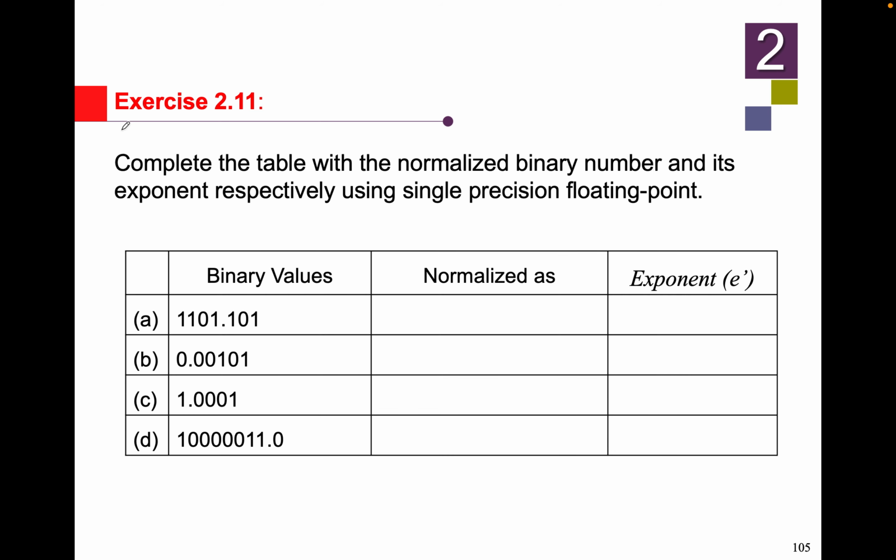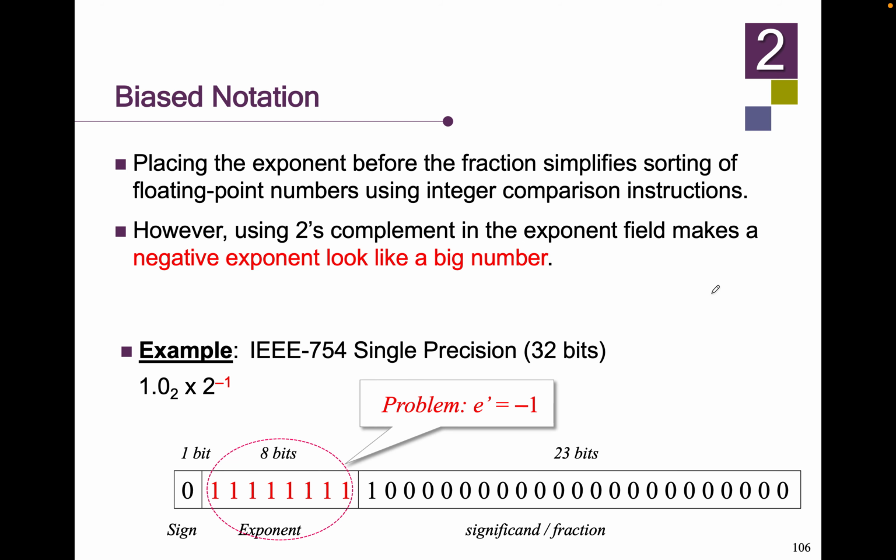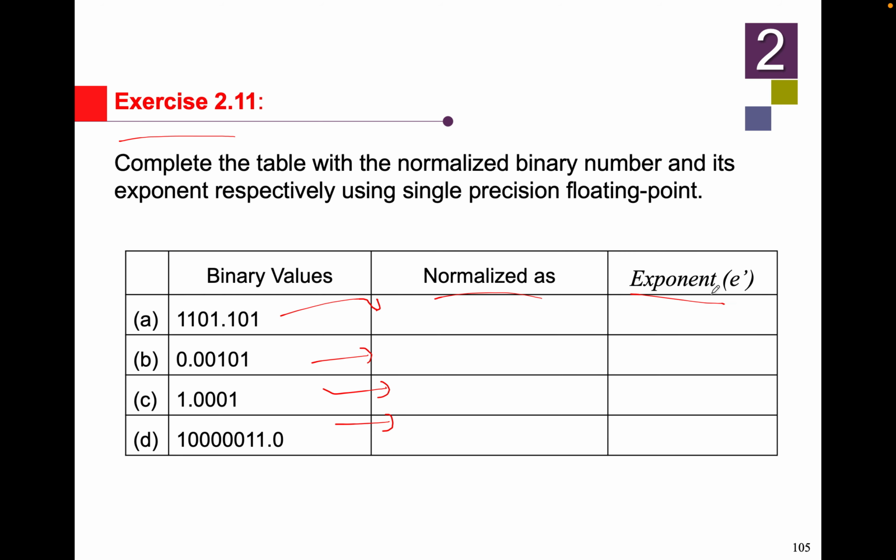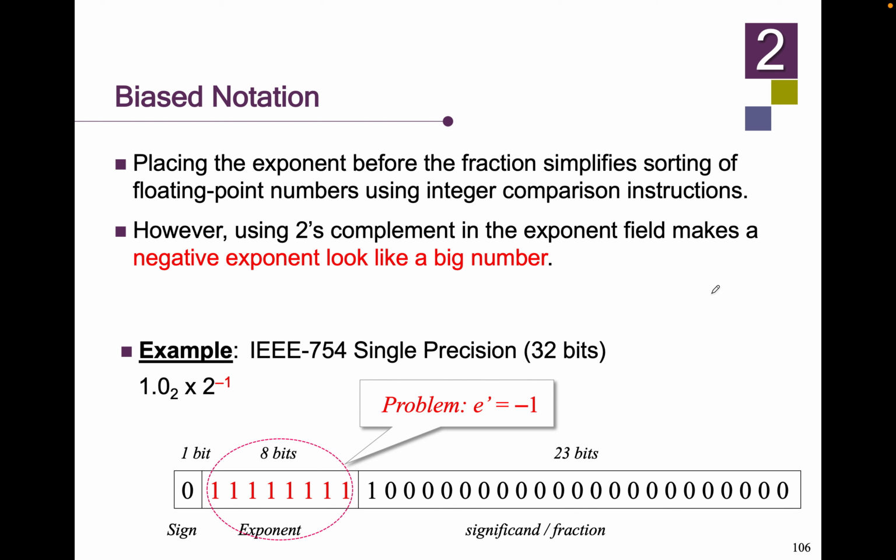Okay, please try to do this example, how these binary numbers can be formed in terms of normalized and also the exponent value. So before we go to the bias notation, we will stop now so that our video is short, so then we can repeat several times.